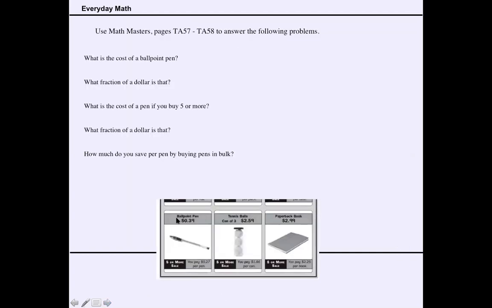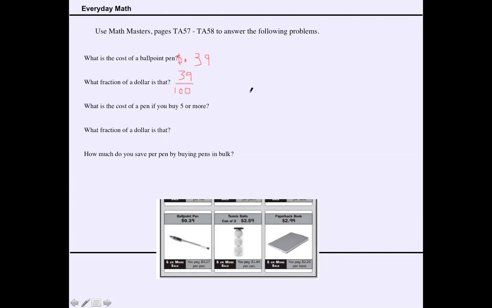All right, so we're going to use this item, the ballpoint pen, which is just a regular pen. What is the cost of the ballpoint pen? So I'm going to look at the ad. The ballpoint pen, the regular price is 39 cents. What fraction of a dollar is that? So I'm thinking about what we just did before for the math message. I know that 39 cents is 39 out of 100 cents that make up a dollar. So it's 39 100ths of a dollar.